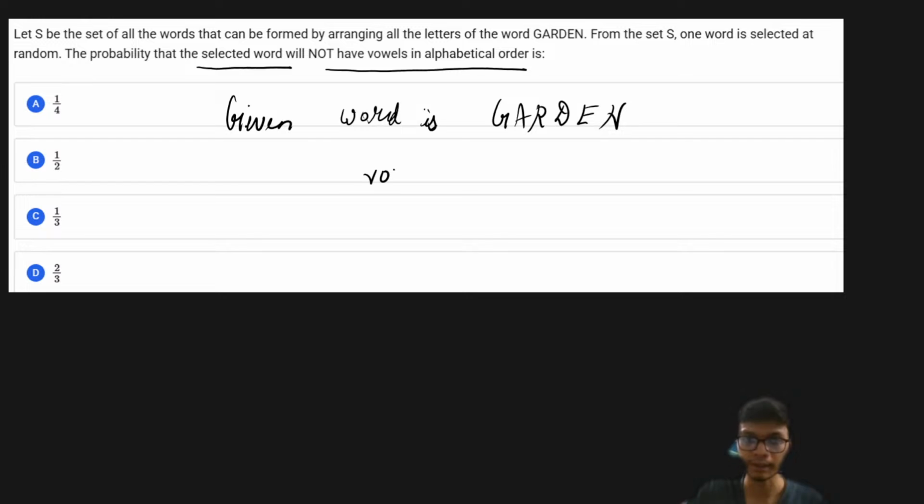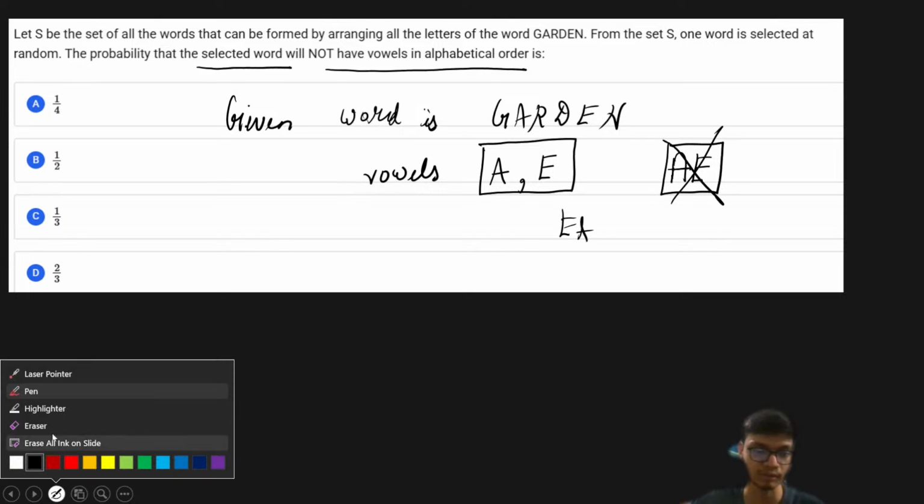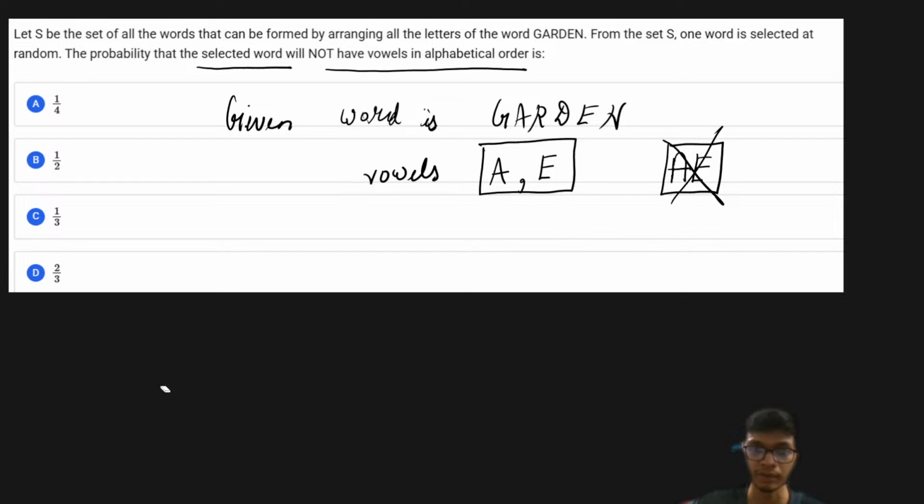The vowels are A and E. The selected word will not have the vowels in alphabetical order. So it may have the vowels A and E, but it cannot have any word which has A followed by E. It can have EA, but it cannot have AE. So we have to count the number of cases for which we have this scenario.